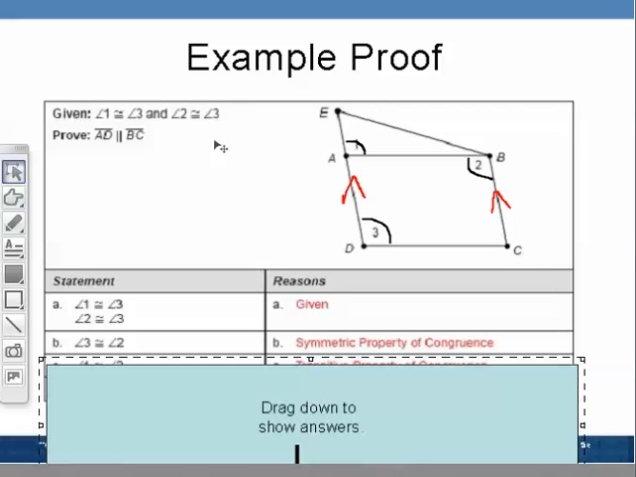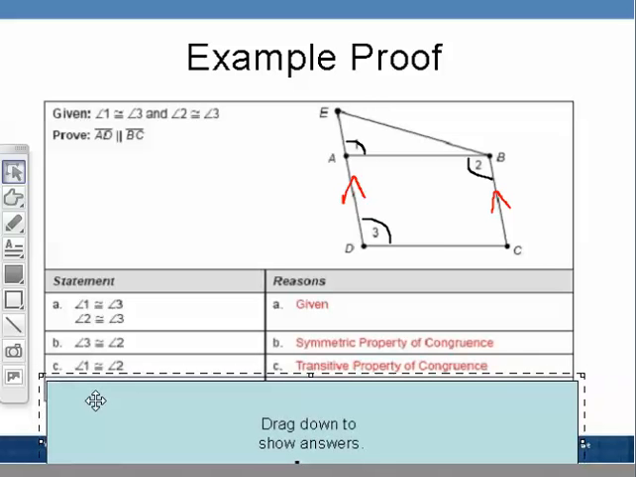What are we doing? We just turned it around, didn't we? Symmetric property of congruence. We turned this one right here around the other way. Kind of like the commutative property, but not quite. It just turns around. Okay?